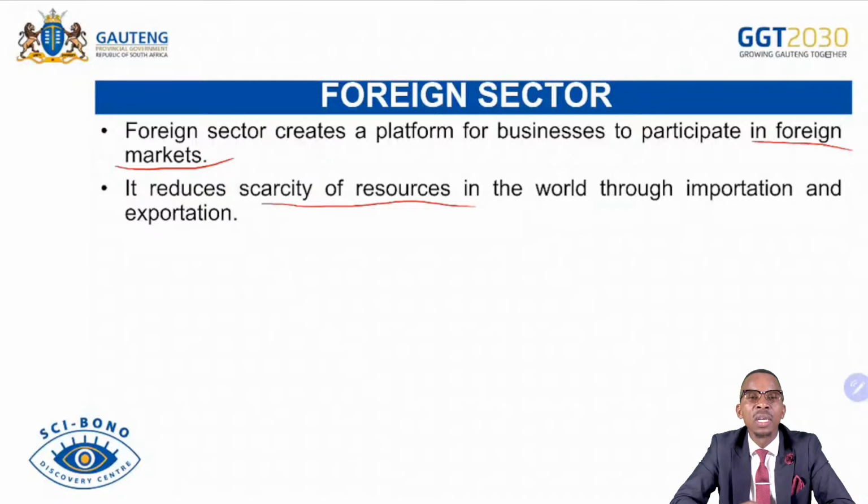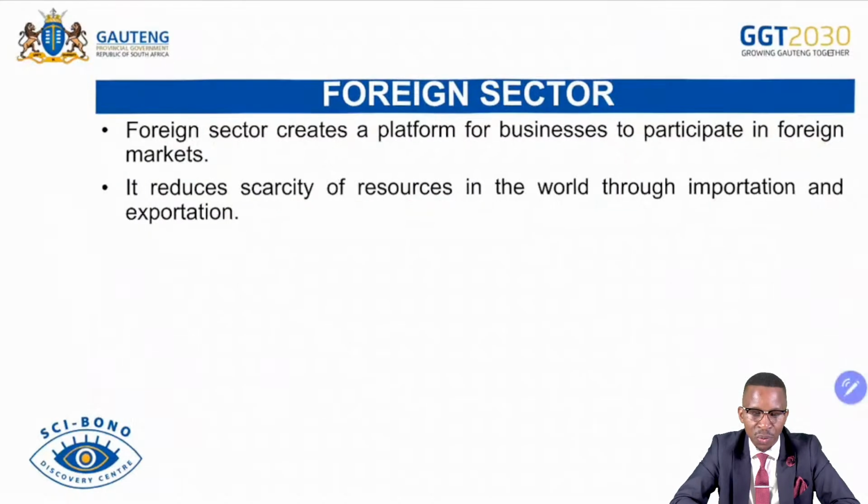It reduces scarcity of resources within the economy or in the world. So we know that some countries are lacking some resources, but they are able to get those resources from other countries that are having an absolute advantage. That allows the reduction of the scarcity of resources. For instance, South Africa is lacking most of capital resources as well as technology. So South Africa is able to receive those resources through the foreign sector because it's able to import and also export the surplus production it is having. Then the scarcity will be reduced.